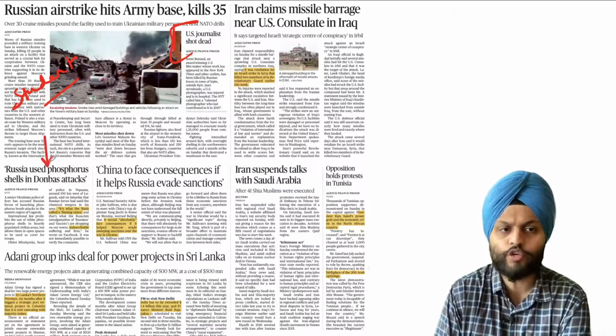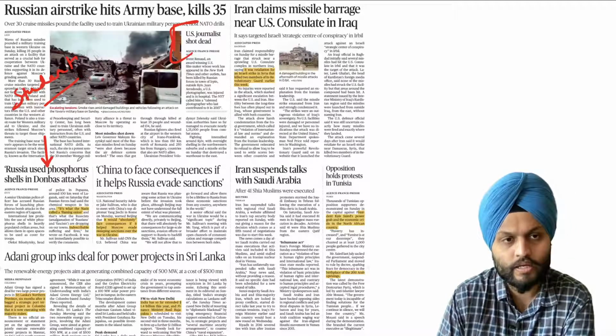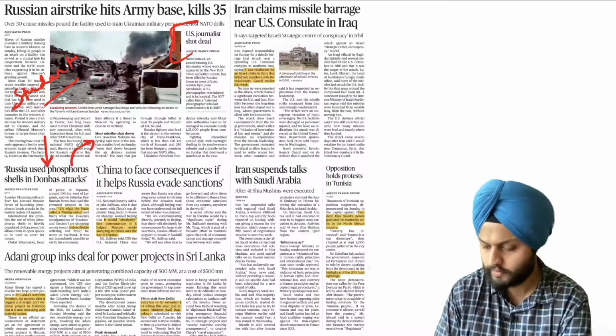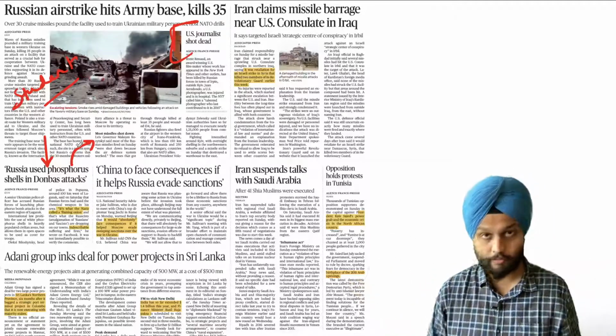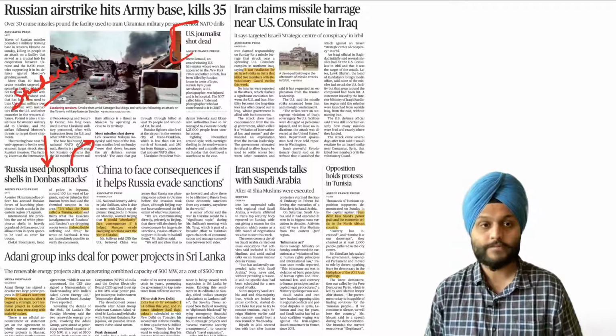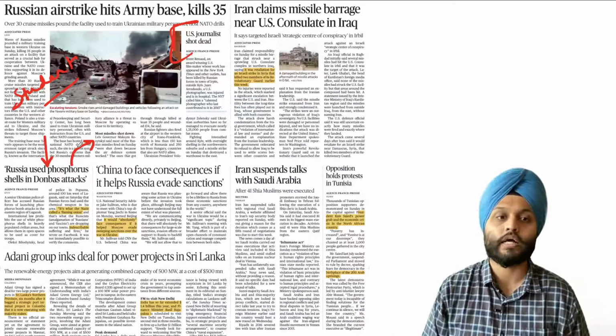Russia used phosphorus shells. And these phosphorus shells, what do they do? They create a lot of smoke. What happens with smoke? Suffocation. Right. So they used phosphorus shells in Donbass attacks.